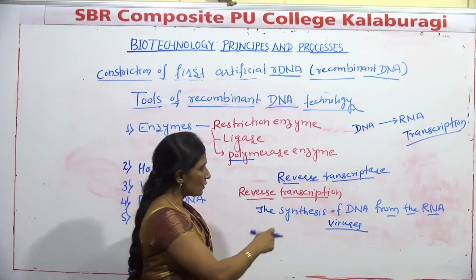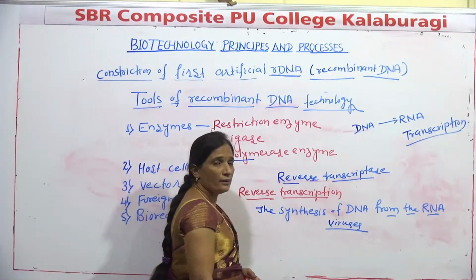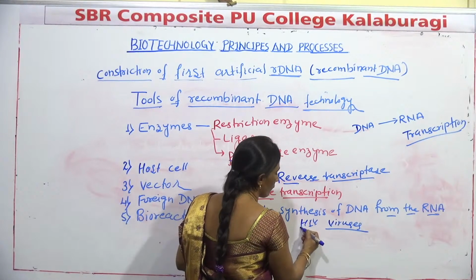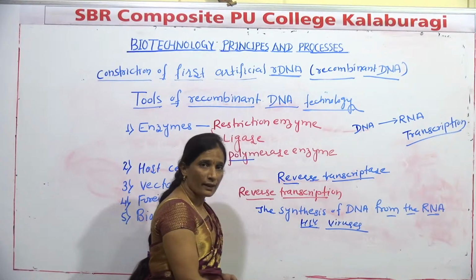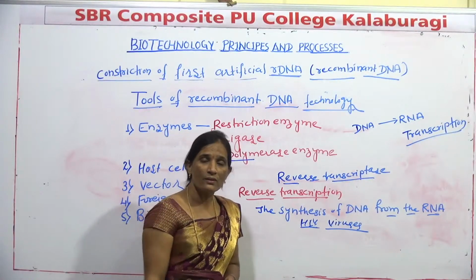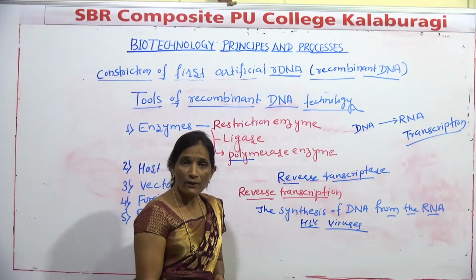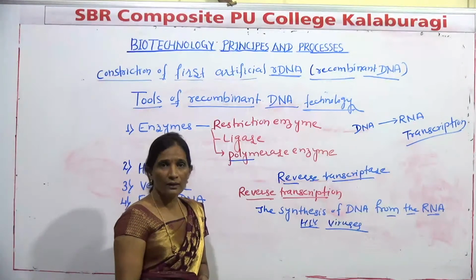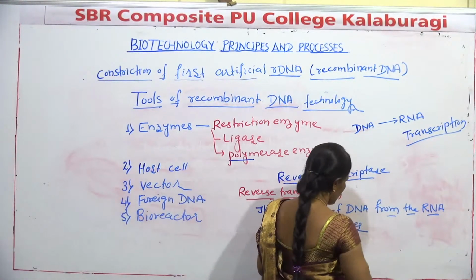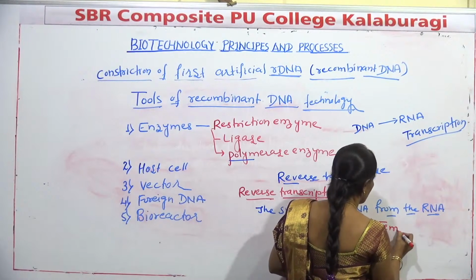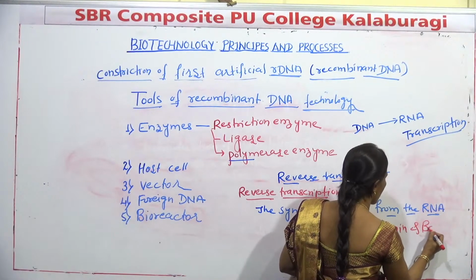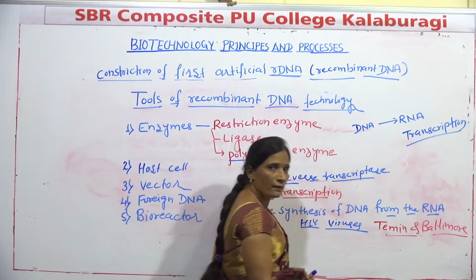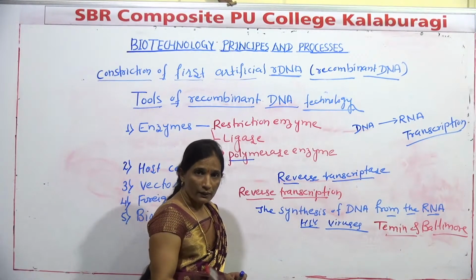Is it clear? With the help of the enzyme reverse transcriptase, for example, take HIV virus. What kind of transcription does it have? Reverse transcription. Reverse transcription was discovered by the scientists. Who discovered it, children? It was discovered by the scientists Temin and Baltimore. Is it clear?